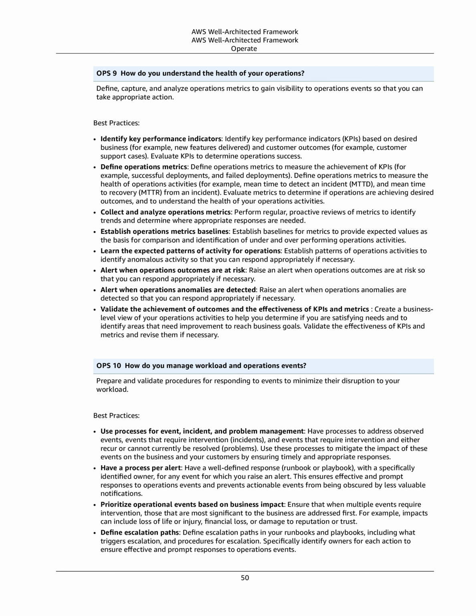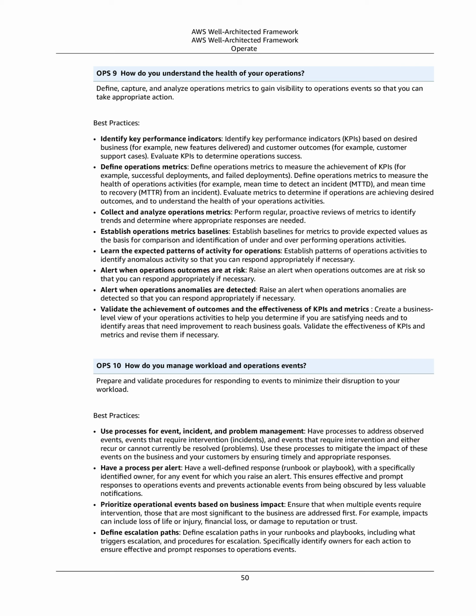Have a well-defined response, runbook or playbook, with a specifically identified owner, for any event for which you raise an alert. This ensures effective and prompt responses to operations events and prevents actionable events from being obscured by less valuable notifications. Prioritize operational events based on business impact. Ensure that when multiple events require intervention, those that are most significant to the business are addressed first. For example, impacts can include loss of life or injury, financial loss, or damage to reputation or trust.